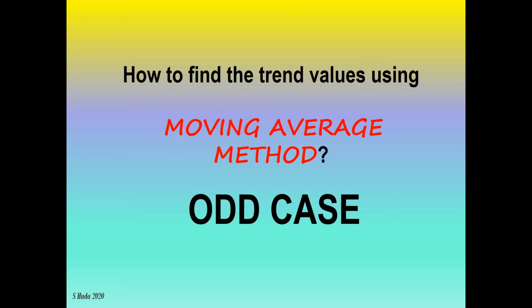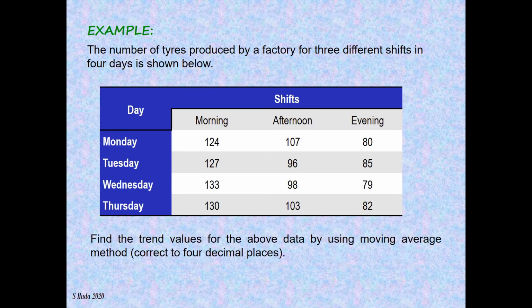Okay, next we proceed to how to find the trend values using the moving average method but focus on the odd case. We will use this example to show how to calculate trend values by using the moving average method for the odd case. So why is this an odd case? What is the main unit? The main unit here is day. The subunit is shift. How many shifts? 3 shifts. So 3 shifts means this is an odd case.